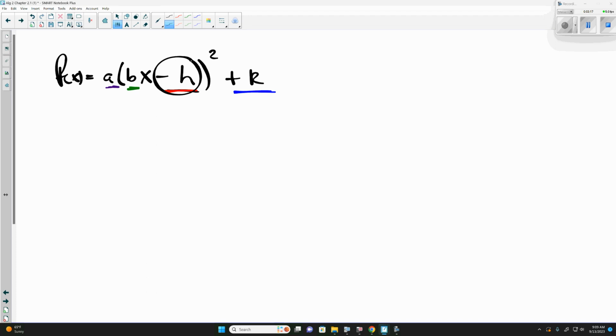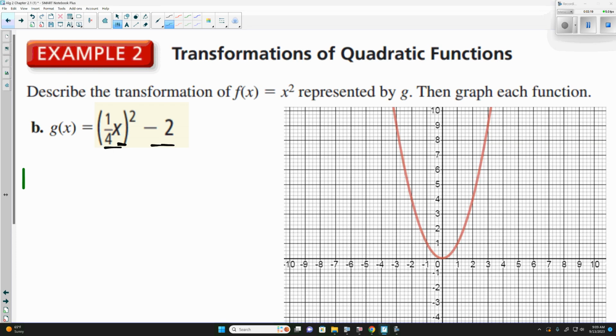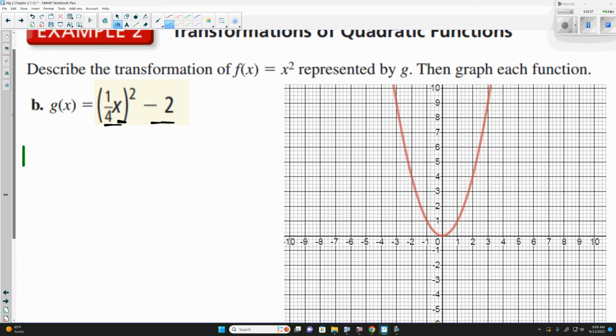We don't have this minus h. So that's kind of a trick question. There is no left or right movement because we don't have x plus a number or x minus a number inside the parentheses. But we do have the minus 2, yes? What is that one telling us? It is not horizontal, so it's vertical.